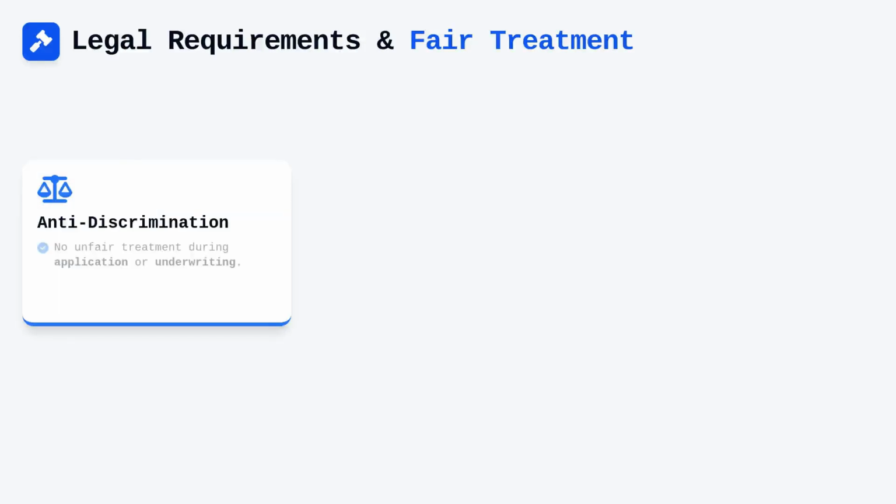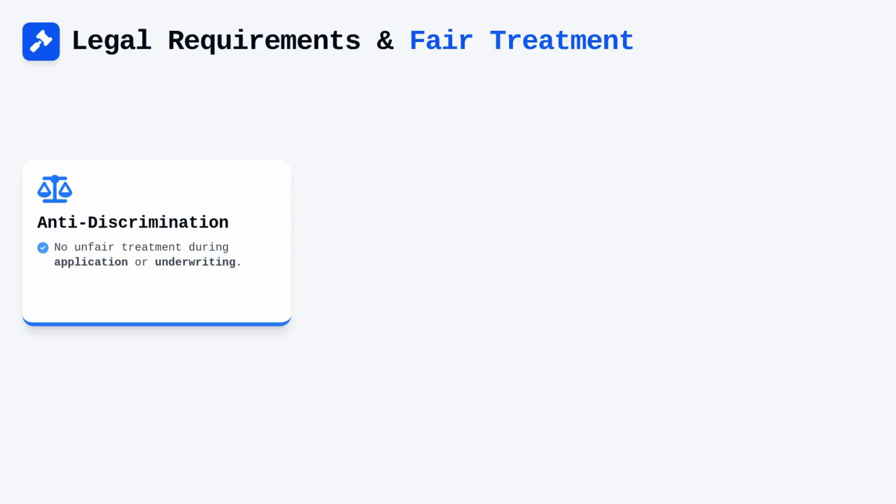Beyond financial participation, member insurers and licensed producers must adhere to explicit legal requirements regarding the fair and equitable treatment of fair plan applicants. The California Insurance Code strictly prohibits the plan, its employees, and participating insurers from engaging in any form of unfair discrimination during the application or underwriting phases.